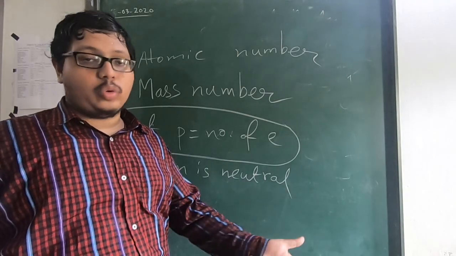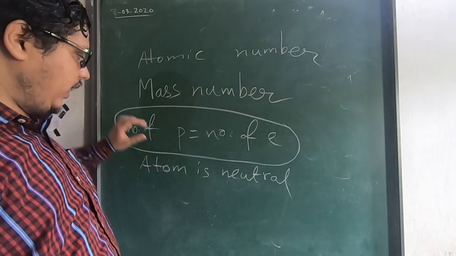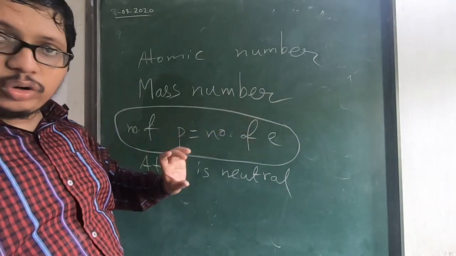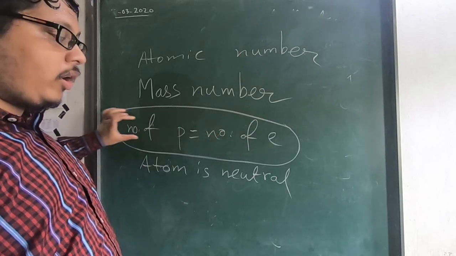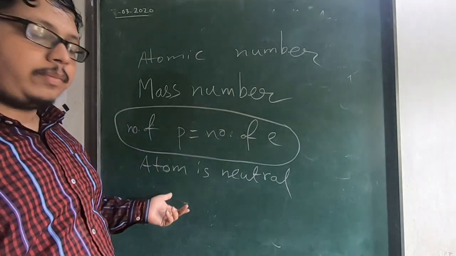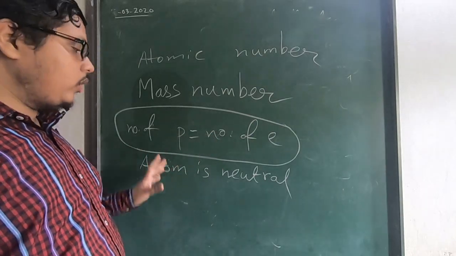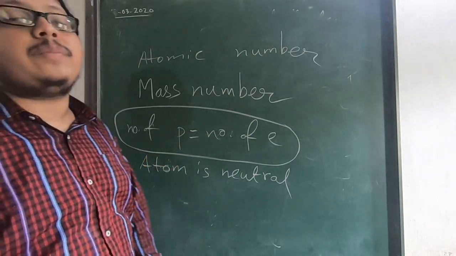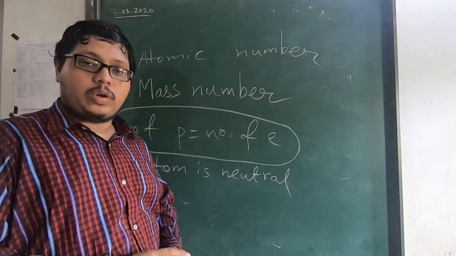The neutrons are neutral, they don't have any charge. Atom has charged particles. It has protons, it has electrons, but this is positive, this is negative. Since the number of positive and negative charge particles is same, overall the charge becomes 0 and the atom as a whole is neutral.